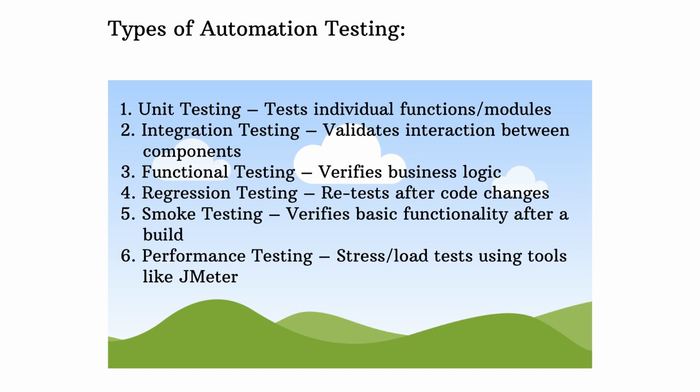Types of automation testing. 1. Unit testing tests individual functions, modules. 2. Integration testing validates interaction between components. 3. Functional testing verifies business logic. 4. Regression testing retests after code changes. 5. Smoke testing verifies basic functionality after a build. 6. Performance testing, stress and load tests using tools like JMeter.